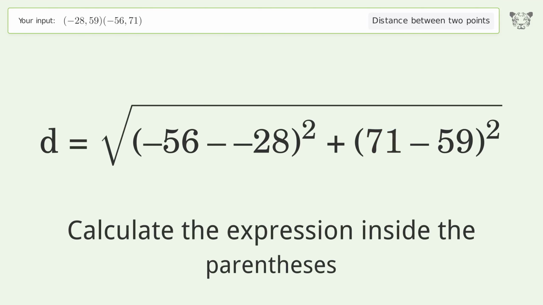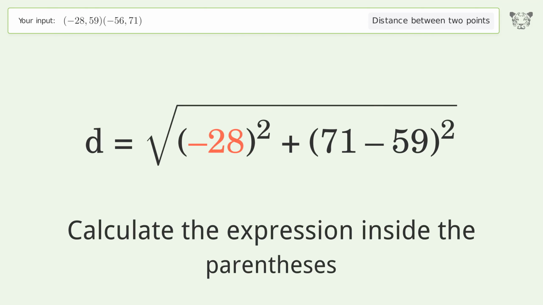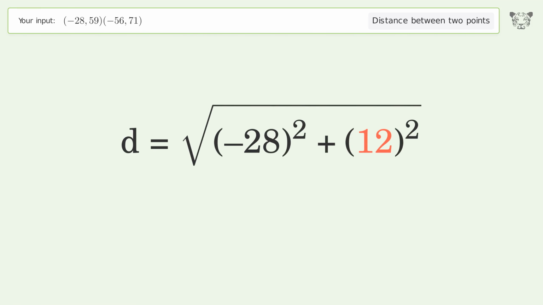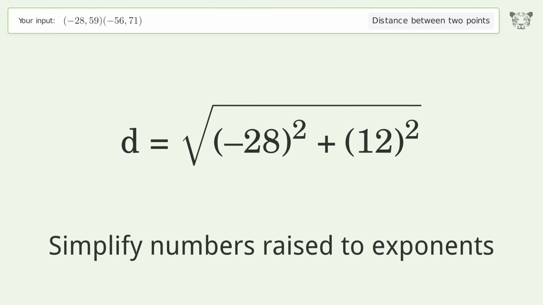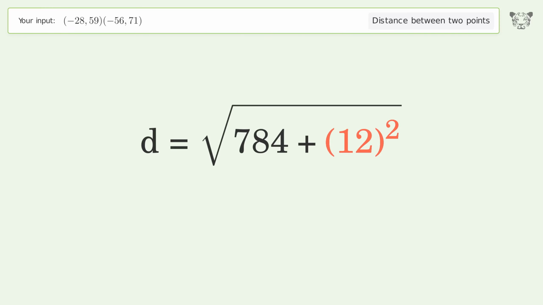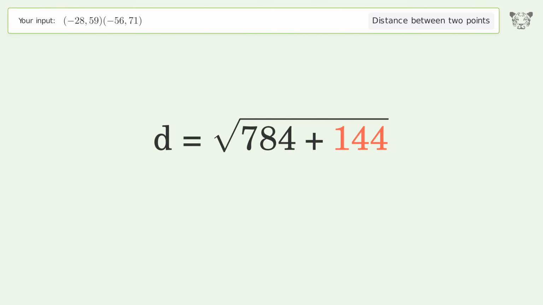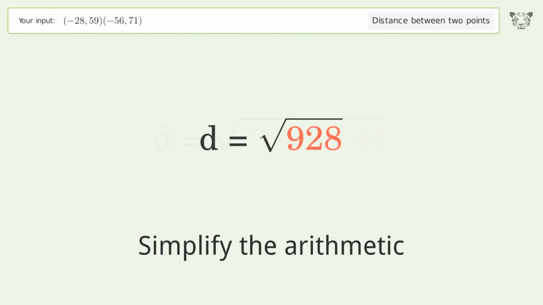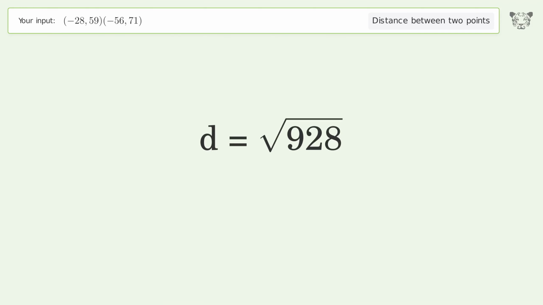Calculate the expression inside the parentheses. Simplify numbers raised to exponents. Simplify the arithmetic. And so the distance between the 2 points is the square root of 928, or 30.463.